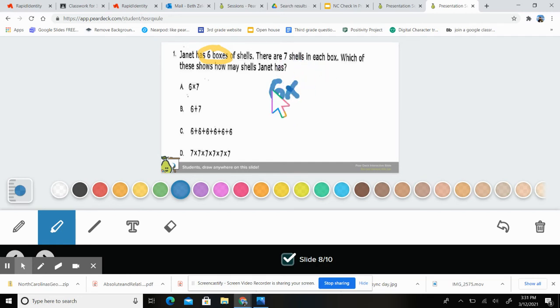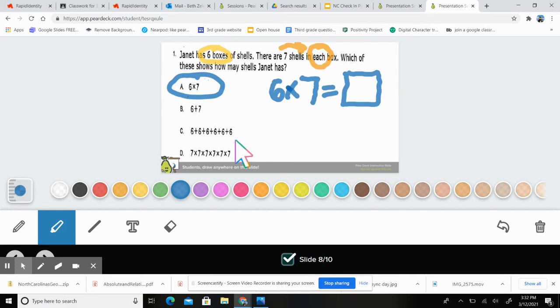This right here has a clue word, each. 7 shells in each box. So I know that that is going to represent my second factor, or my second number in my multiplication equation, because the second factor represents how many are in each group. So you could say with your x, 6 groups of 7. And already I got my brain warmed up with these word problems and these clue words to help me see that my answer is 6 times 7. So you can go ahead and decide that in your packet for packet number 3.